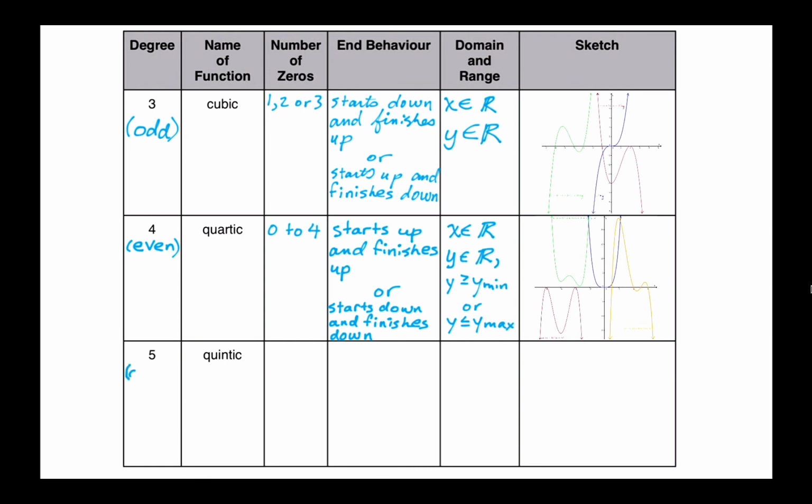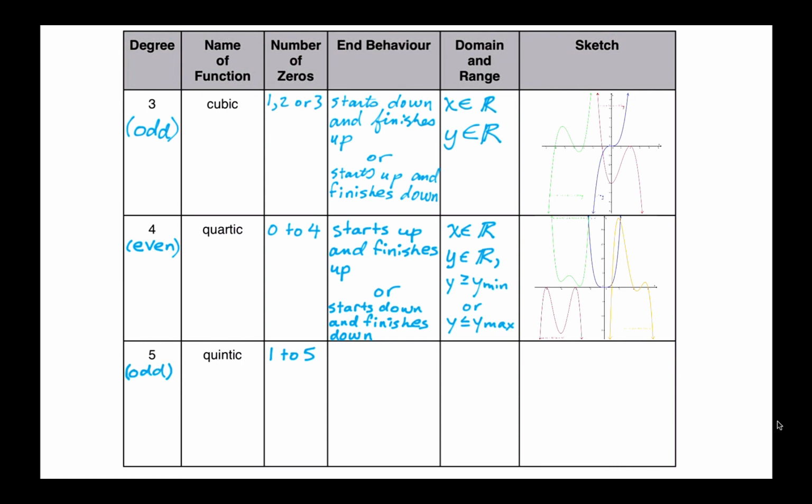And finally, we have a polynomial of degree 5, which is an odd degree. This is called a quintic. And the number of zeros has to be at least 1, maximum 5. So notice odd polynomials have to have at least 1 zero. Maximum number of zeros is equal to the degree of the polynomial.